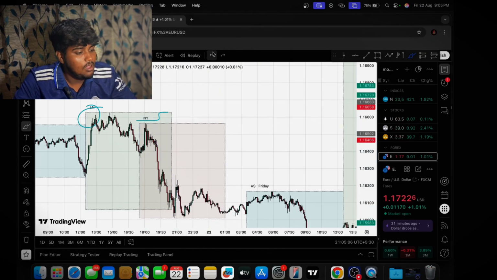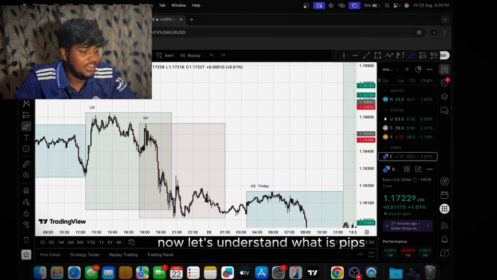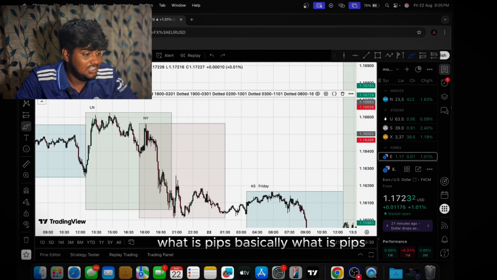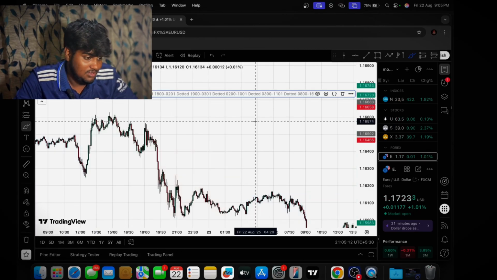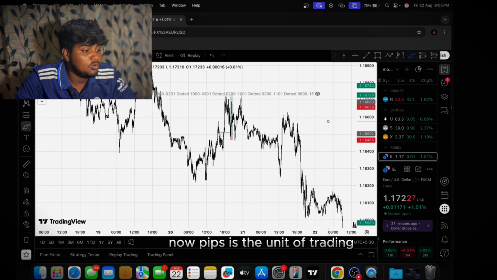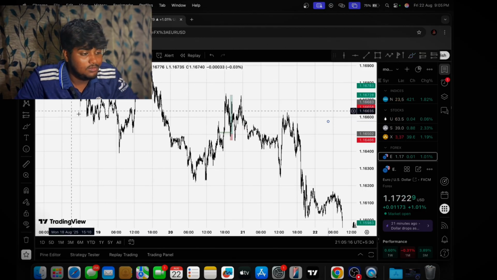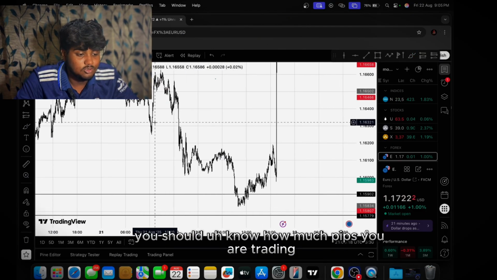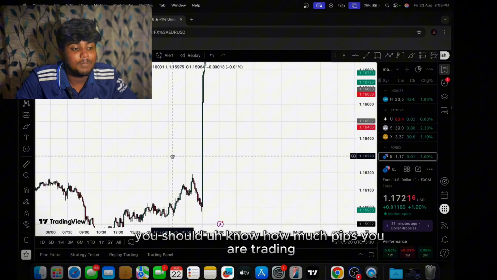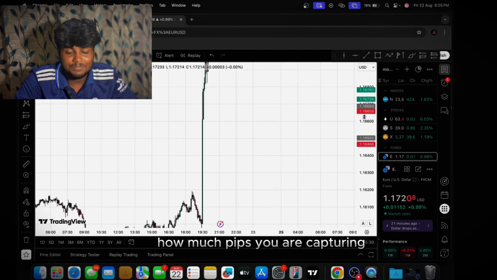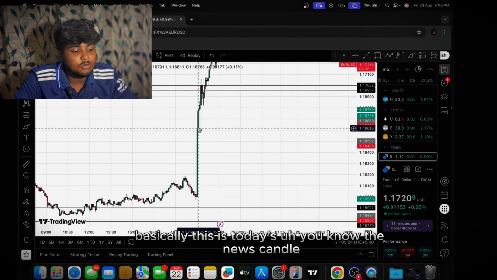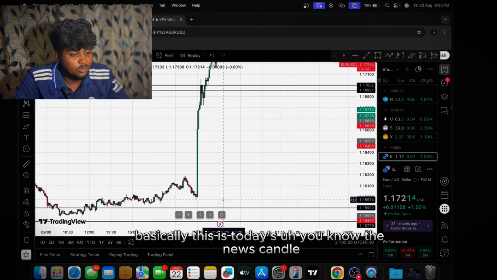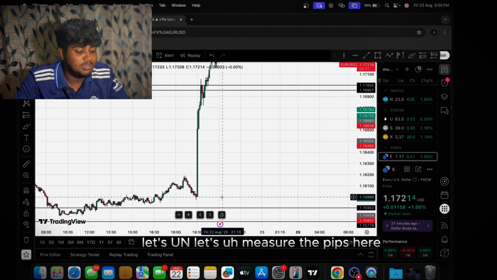Now let's understand what pips are. Basically, what is a pip? Pips are the unit of trading. While you are capturing profits, you should know how many pips you are trading, how many pips you are capturing. Basically, this is today's news candle. Let's measure the pips here.